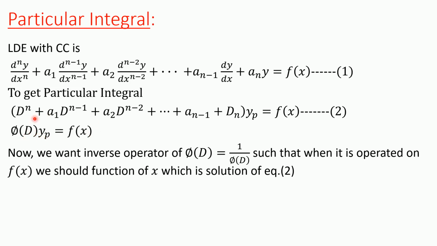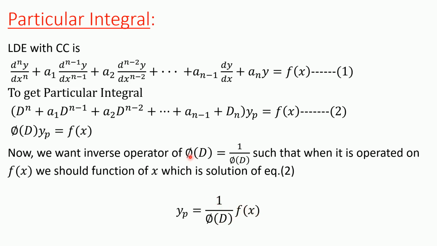If you operate with the inverse of this operator, phi inverse of D, on both sides, we get y_p. We denote that inverse operator by 1 upon phi of D, such that when it is operated on f(x), we get a function of x which is a solution. Because when you operate 1 upon phi of D on both sides, this side will be y_p and this side we get 1 upon phi of D operating on f(x).